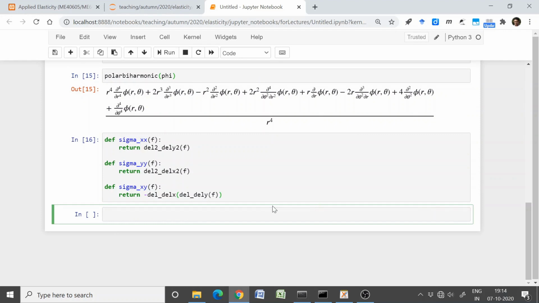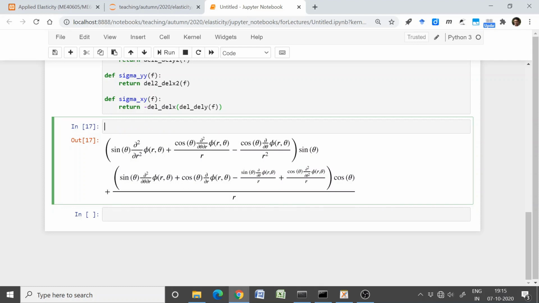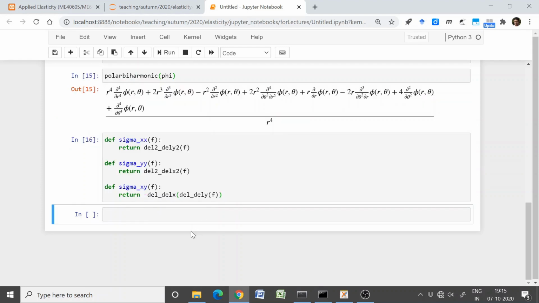So we can quickly check this. Sigma xx of phi. Suppose phi is the generic Airy stress function. We don't know its form right now, but let's say we have set it up as a function of r and theta. So what is the form of this sigma xx? Look at this, the huge expression. We'll see whether we can simplify this or not later. Right now we don't need to display this thing, so we'll cut it out. Rather, let's just delete this cell. Escape D. Okay, so that cell is deleted.